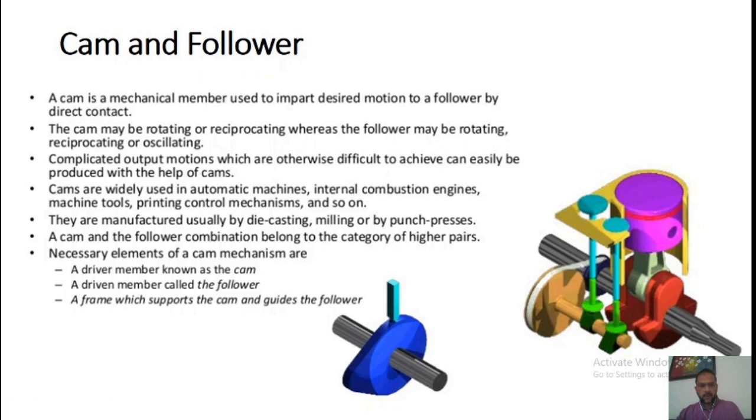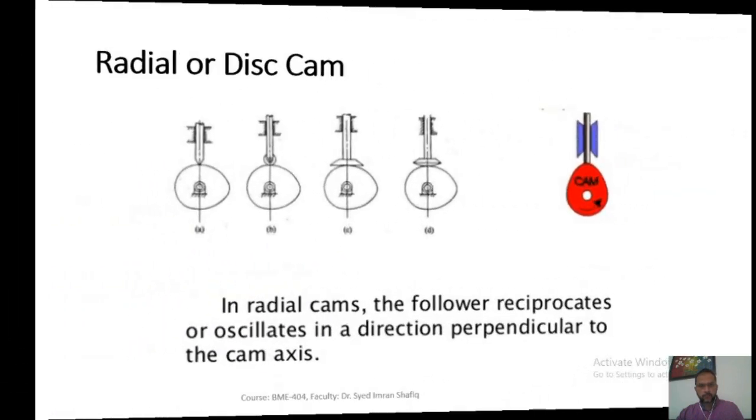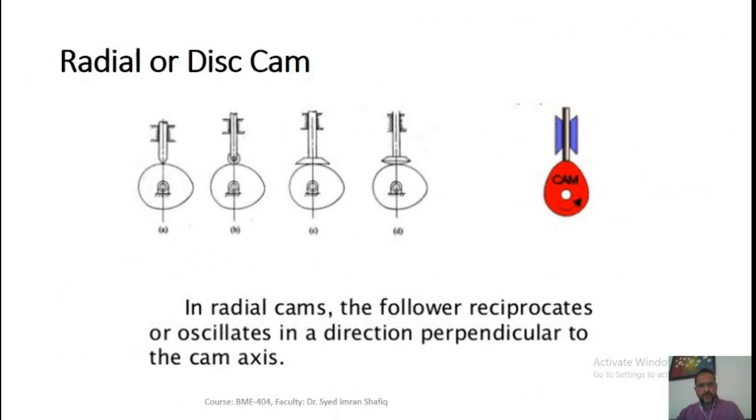So in a cam mechanism, the driver member is known as the cam because it is driving, and the driven member is known as the follower. There are various examples we will discuss later where cams and followers are used. There are different types of arrangements. Basically there is the radial or disc cam. In radial cams, the follower reciprocates or oscillates in the direction perpendicular to the cam axis. So this is the basic definition of a radial or disc cam.